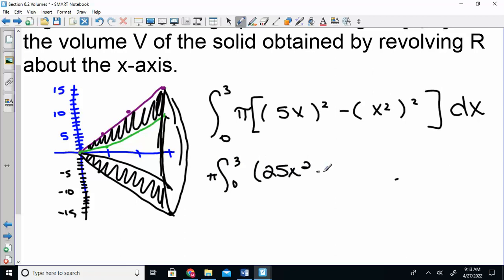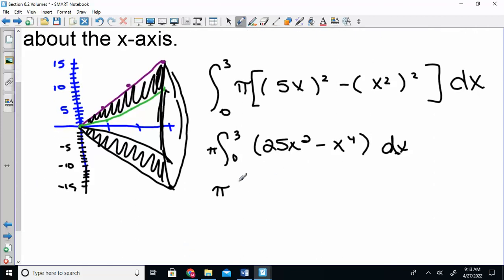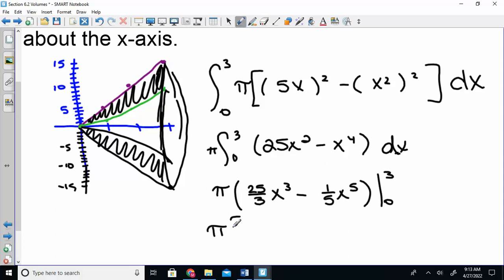So we get 25x squared minus x to the 4th. We do the antiderivative of 25x squared: 25 thirds x cubed. Antiderivative of x to the 4th will be 1/5 x to the 5th. Put in a 3. 3 to the 3rd, we could cancel one of those 3's. So then we have 3 squared, which is 9. 9 times 25.